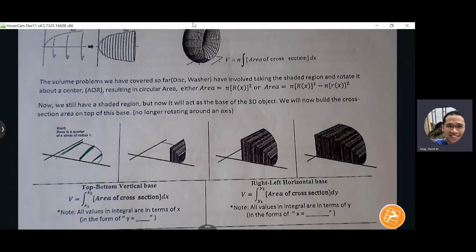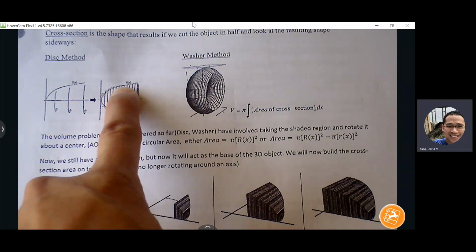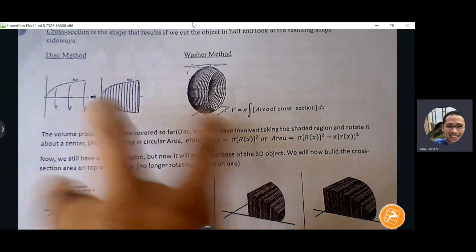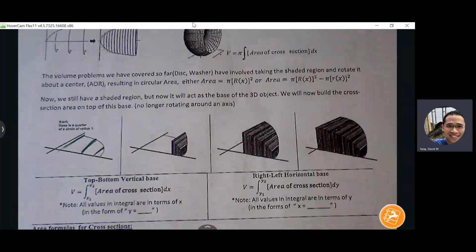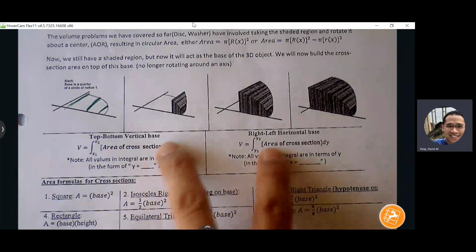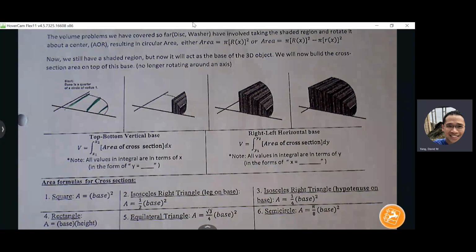Okay. So before, for area, we built heights of rectangles, and then for disk and washer method, we were building radius. And now I'm going to call these bases. The base is just going to represent a component of these different shapes that we're building. So we can be building a square, an isosceles right triangle, an isosceles right triangle with a hypotenuse on the base, a rectangle, an equilateral triangle, a semicircle.